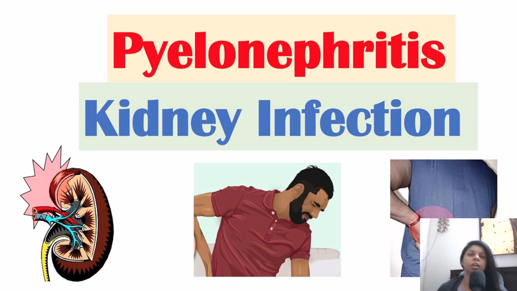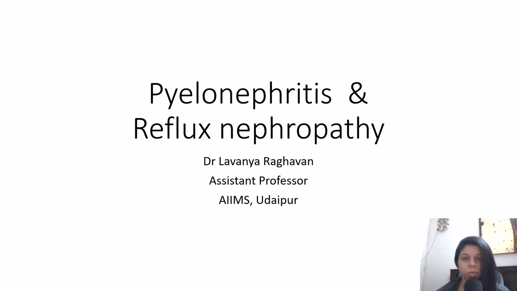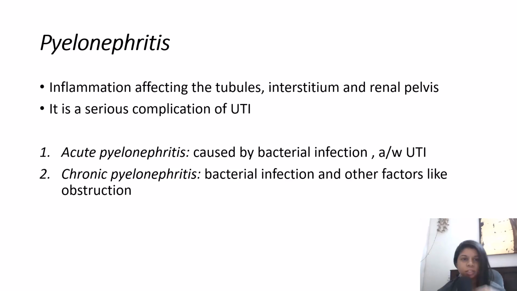Today I'll be taking class on the next topic, that is pyelonephritis. So pyelonephritis and reflux nephropathy will be the topics that we'll be discussing today. And coming to the definition of pyelonephritis, as you know, itis is inflammation and nephritis is the inflammation of the kidney. So pyelo is something which is related to the renal pelvis. So it is inflammation of the kidney that is affecting the renal pelvis.